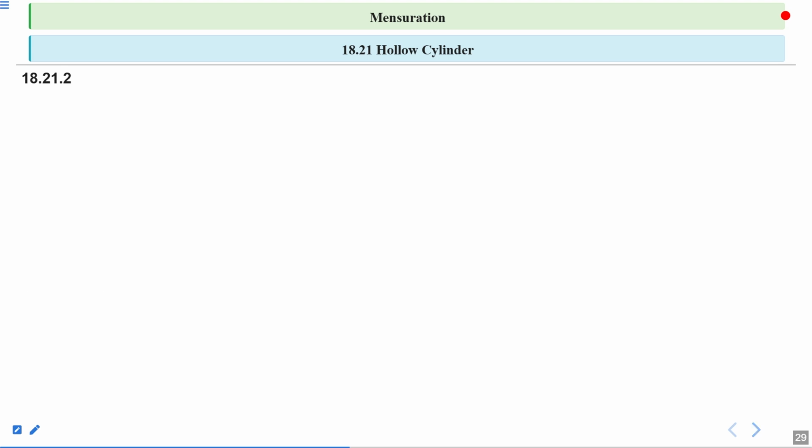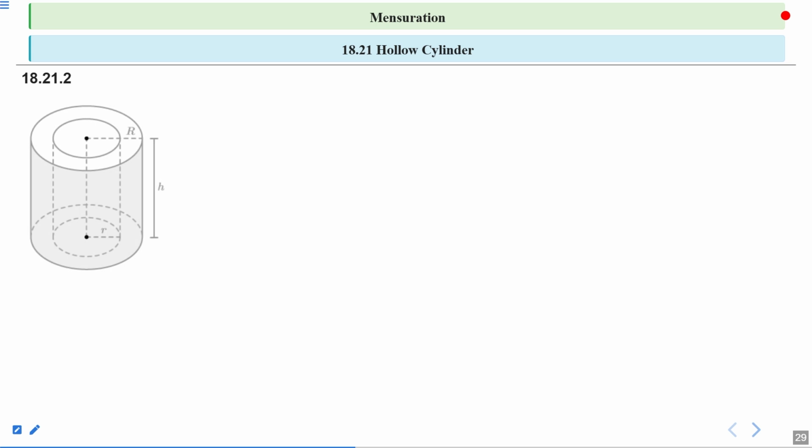Next of the hollow cylinder formula. So this is the diagram. Now the curved surface area of the hollow cylinder is 2 pi multiplied by (capital R plus small r) in the bracket, and whole multiplied by h. Then we get the curved surface area.